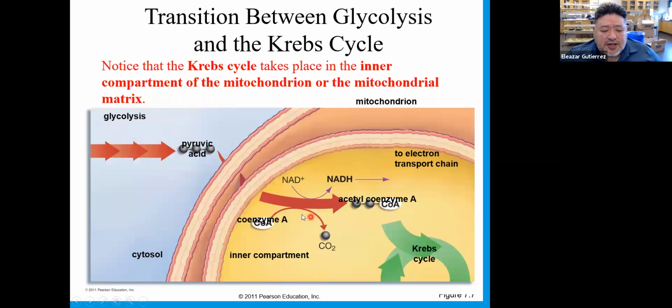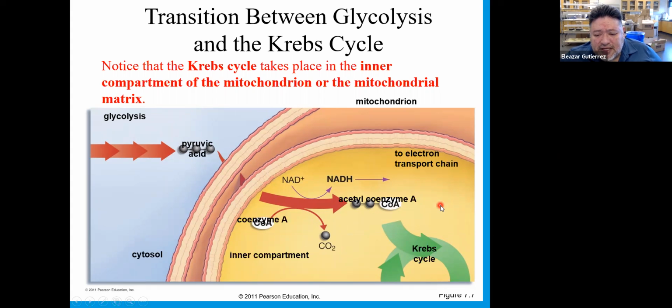Okay? Here's a picture that goes with it. So here's pyruvic acid. Here's 1, 2, 3 carbons. It must traverse not just 1, but 2 mitochondrial membranes. Here, the enzyme coenzyme A gets attached to it. High energy electrons are harvested as NADH, and CO2 is being given off.